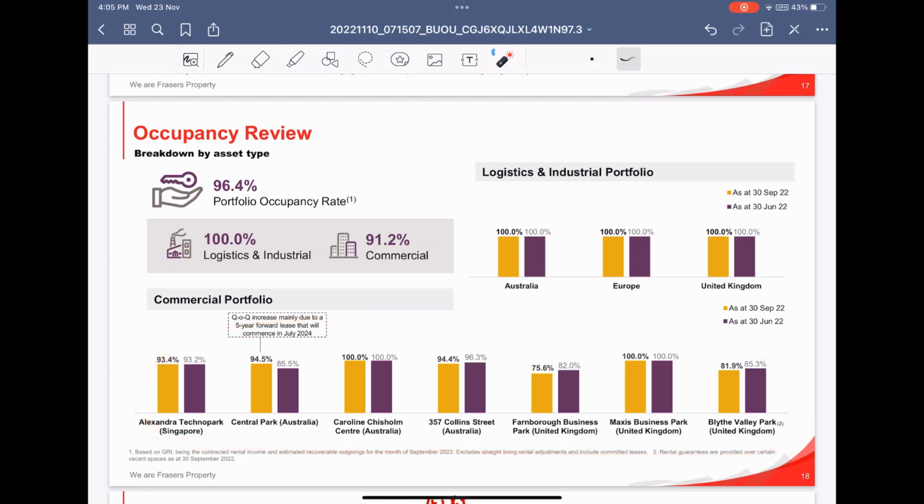One good thing is that Central Park in Australia actually increased in a decent amount of 9%, and there is a slight decrease in the UK occupancy and in both of the UK occupancies, but it's not a big concern since the drop is quite minor as compared to the increase. So at an average rate of 91.2% is actually a good value.